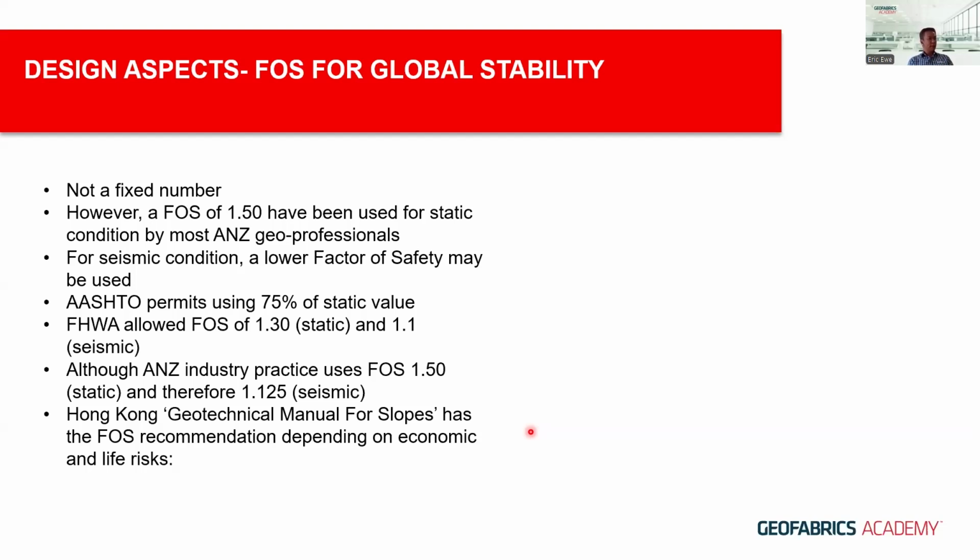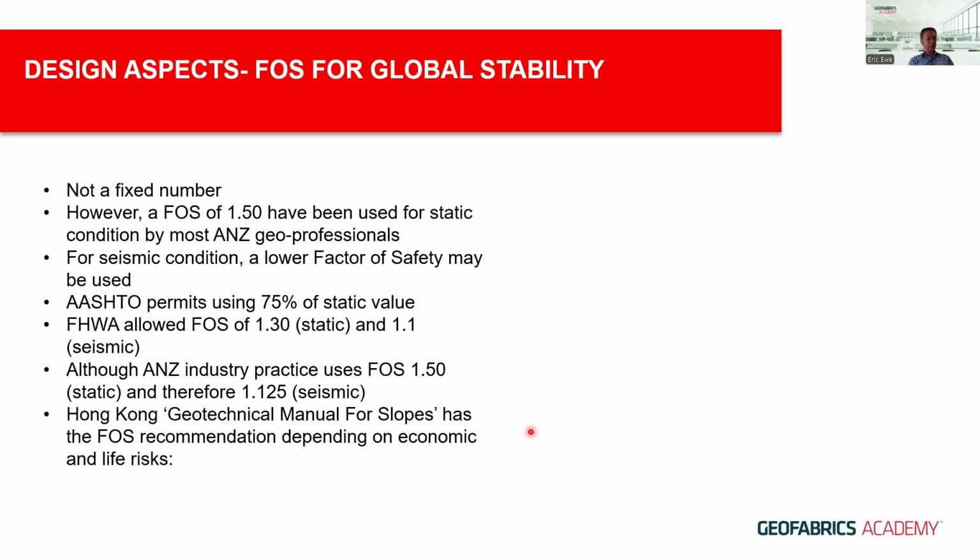For the seismic load case, a lower factor of safety may be used. In this particular case, AASHTO permits 75% of the static factor of safety for the seismic case, and Federal Highway allows a factor of safety of 1.3 for the static case and 1.1 for seismic. As I mentioned earlier, since the ANZ industry uses 1.5 for static, their seismic becomes 1.125 in most cases.